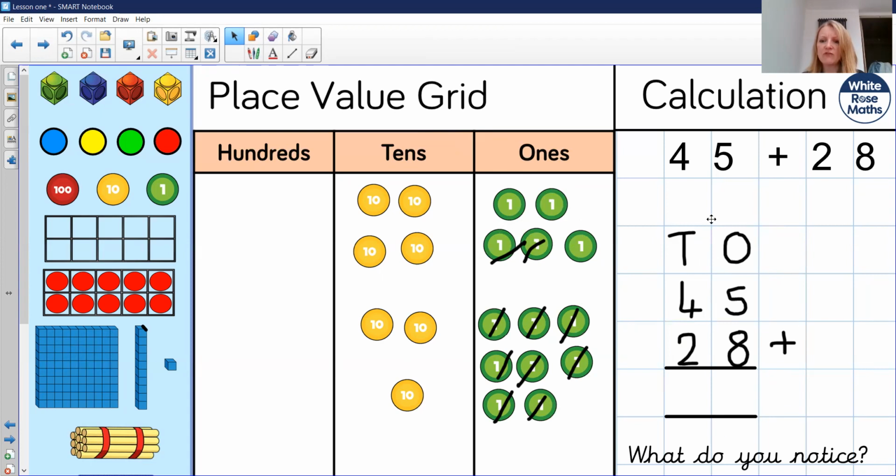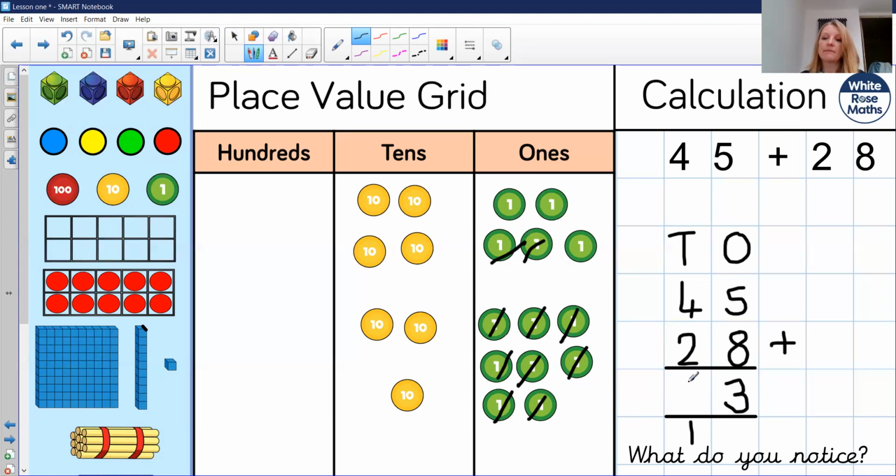If I was showing that in my written method here, so there's the 5 and the 8. I've got the 3 ones left over here for my ones column. And the extra 10 that I have made by regrouping, this extra 10 here, needs to go into the tens column. So I can put that underneath there. So that tells me that I've got an extra 10 here. This is my extra 10 that I made from regrouping those ones.